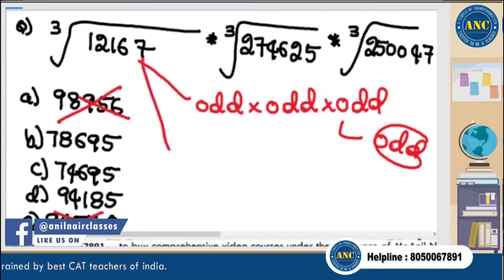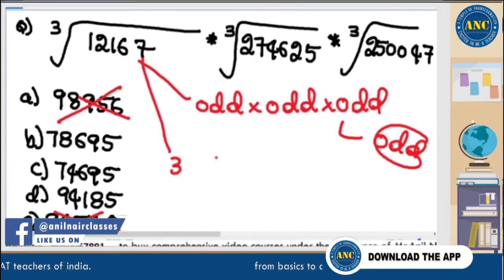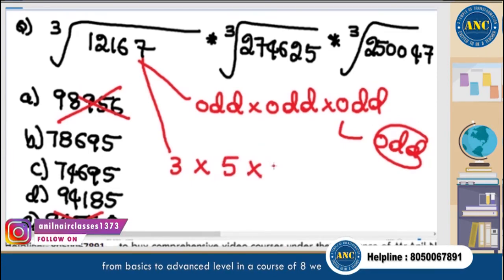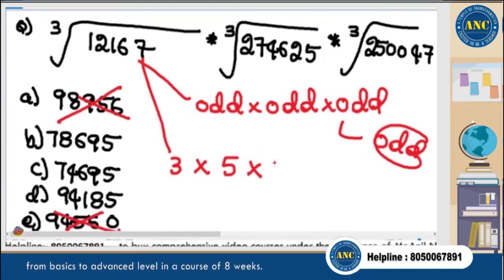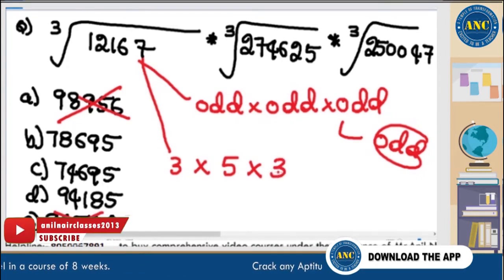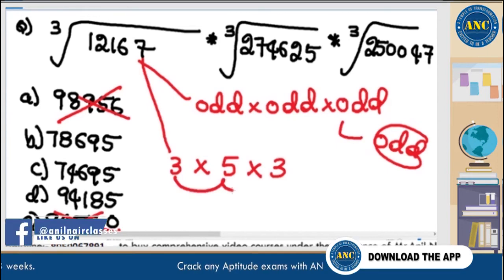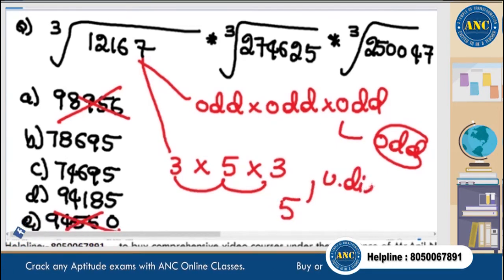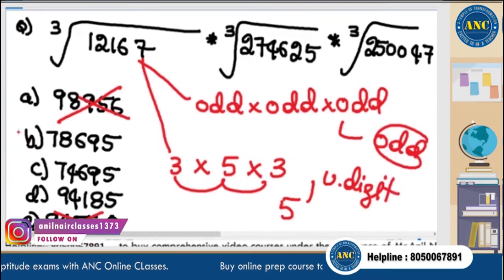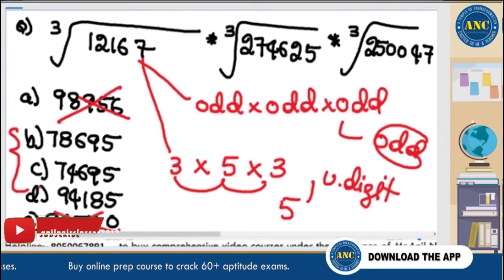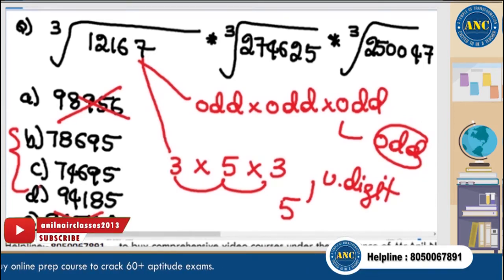Next, 7. 3 cube is 27. 5 cube is 125. I will start my next class with the cube root. 3 cube is 27. It is also 3. So 3 5s are 15, 15 3s are 45. Unit digit should be 5. 3 options are there. So we are stuck with B, C, D, where A and E are out. Now how to solve?